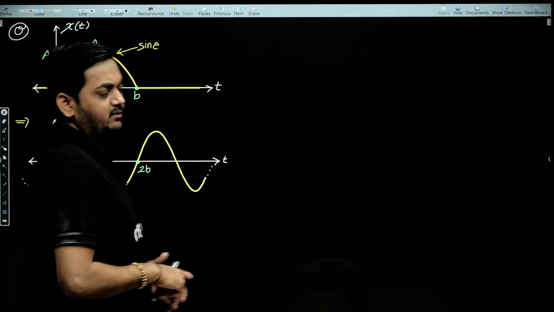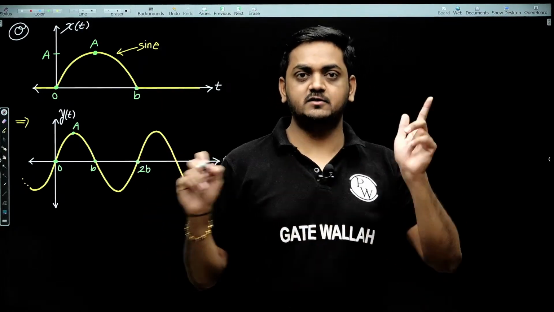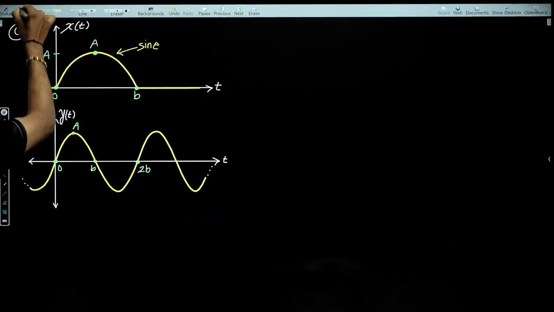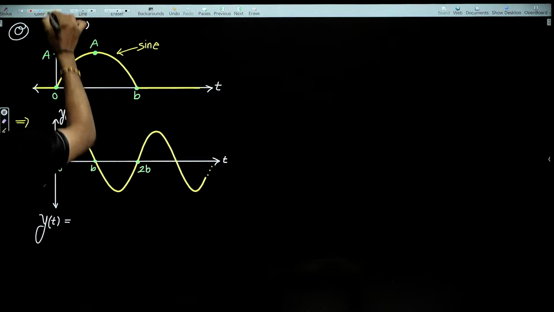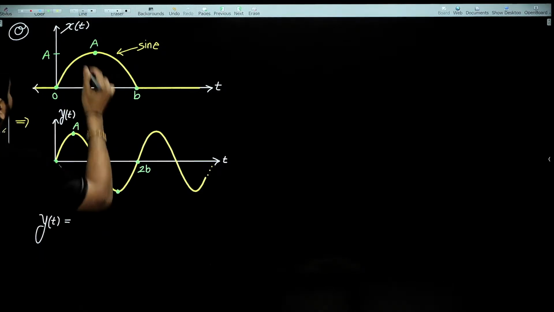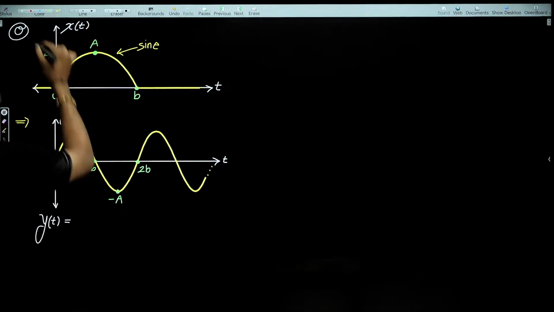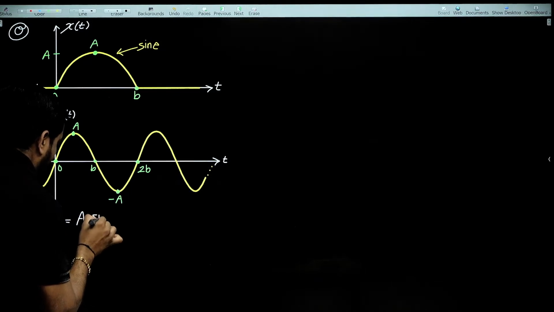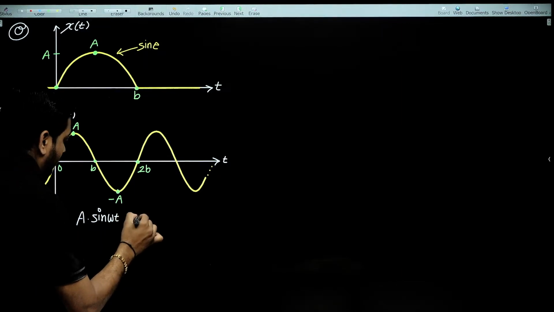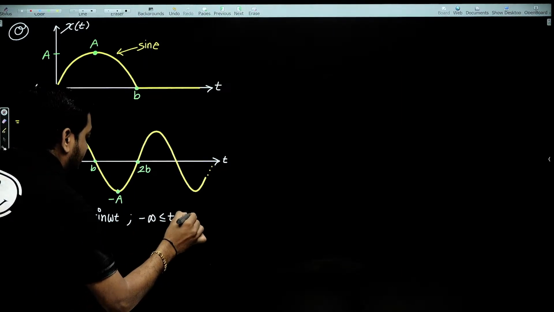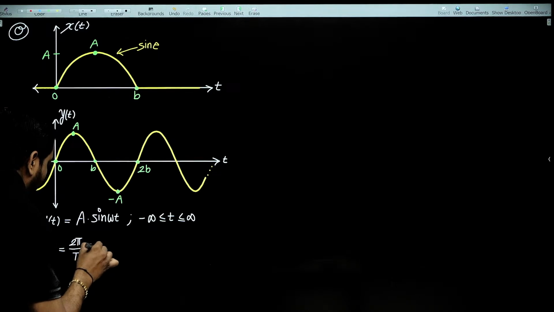Now if we want to write the mathematical expression for this complete sinusoidal, it is a sinusoidal function from minus infinite to plus infinite. So we can write y of t is nothing but, what is the peak amplitude? Peak amplitude is A, and on the negative side it is minus A. The phase shift is 0, so it is A sine omega t, for t from minus infinite to plus infinite. Omega is 2 pi by capital T, guys.